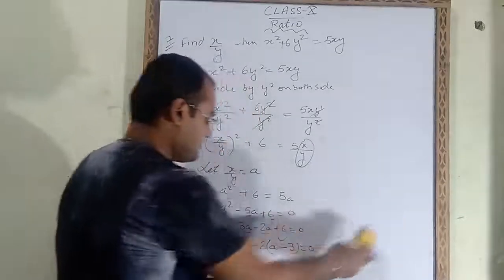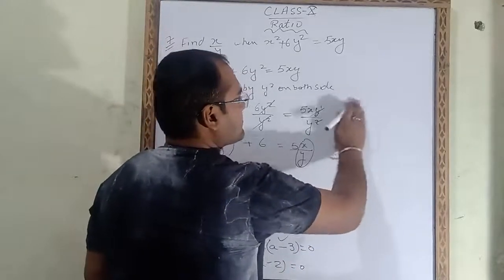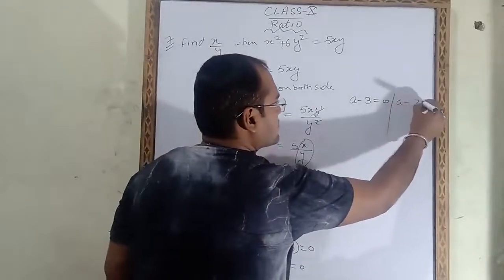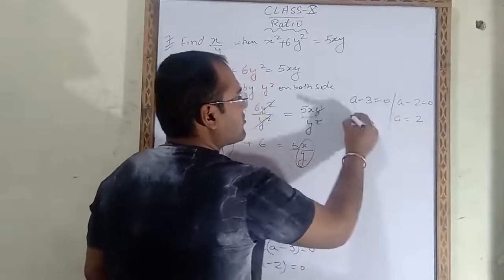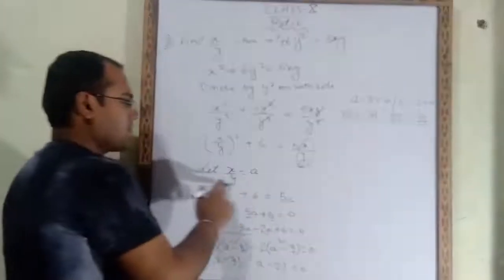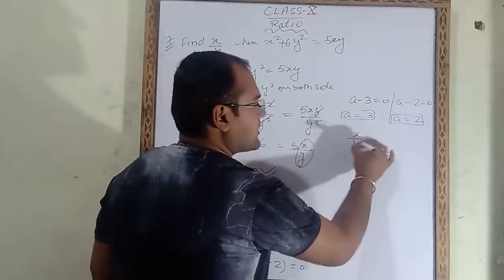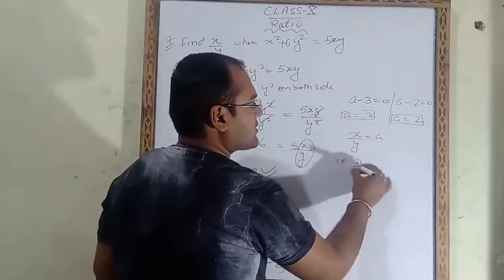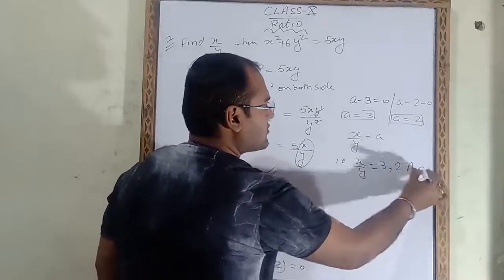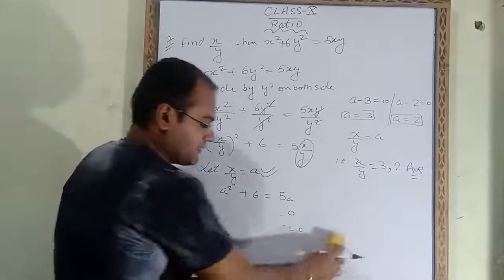Now the next step is, separately we will put a minus 3 is equal to 0, then a minus 2 is equal to 0. From here we get a is 2, and from here we get a is 3. Now the next step: x upon y we had assumed as a. Now we will use this. x upon y is a. That is, the answer for x upon y is 3 or 2. So this is the final solution of question number 7. Now see question number 9.